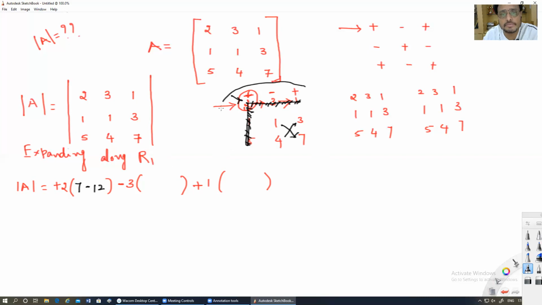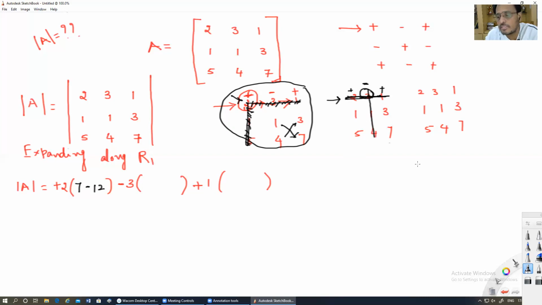Now I'll go, again we are working on the first row. First row means this is plus, minus, plus. So we have to go like this only. Next, top sign is minus and 3. At 3, vertical line cancelled. At 3, complete horizontal cancelled.